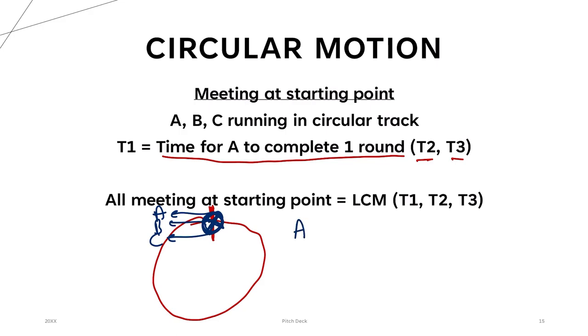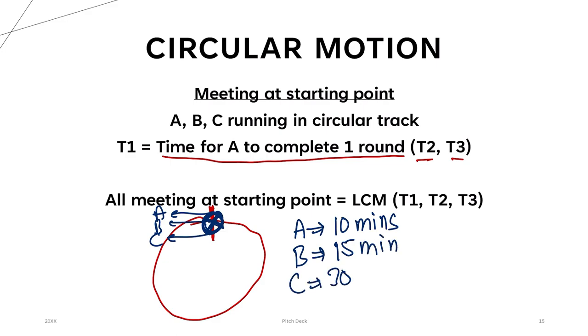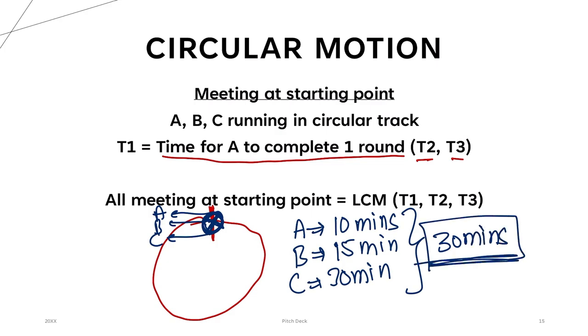Suppose A takes 10 minutes to complete the track, B takes 15 minutes, and C takes 30 minutes to complete one round of the track. So take the LCM of them: the LCM of 10, 15 and 30 is 30 minutes. So 30 minutes is the time after which they will all be at the starting point, and that is where they will meet for the first time, at the starting point.